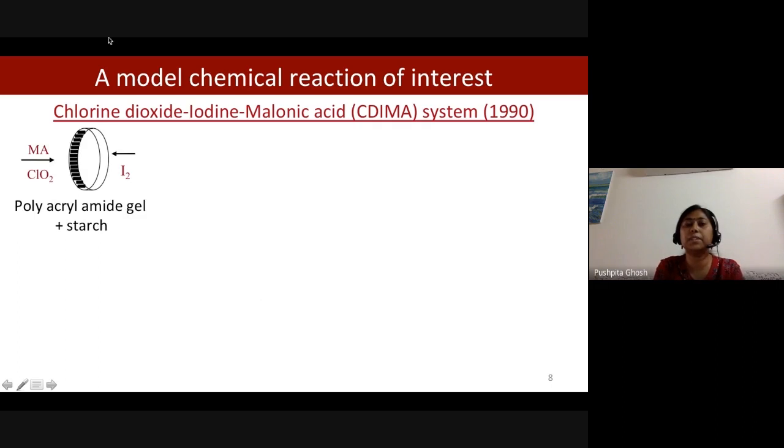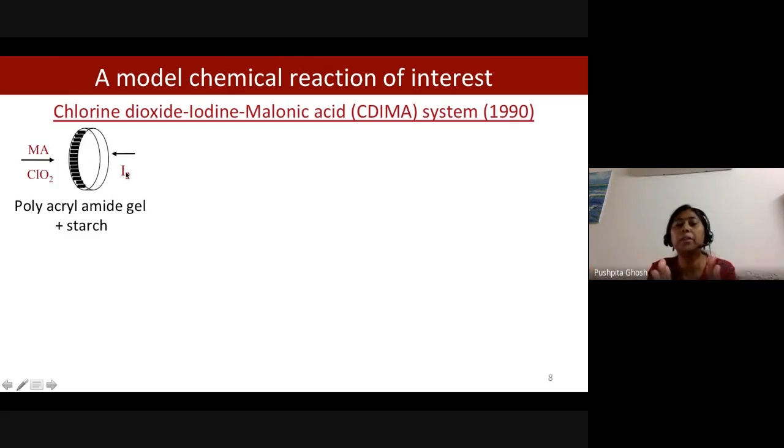This is a reaction known as the chlorine dioxide iodine malonic acid reaction, developed by Lengyel and Epstein's group in 1990. So just to give you a brief idea of how the experiments are done: we take a very thin, almost two-dimensional slab embedded in acrylamide gel, and the two faces of this gel reactor are attached to continuously stirred tank reactors which hold the initial reagents, like malonic acid, chlorine dioxide, and iodine.